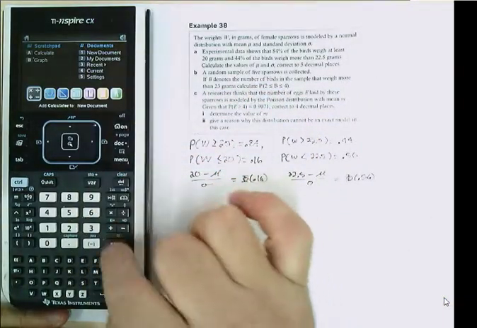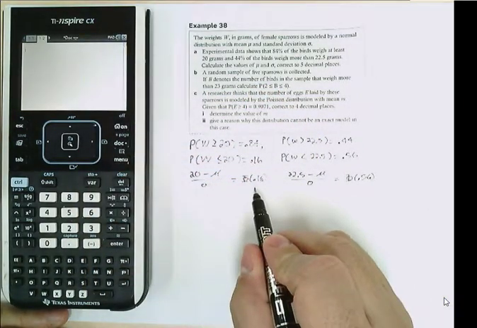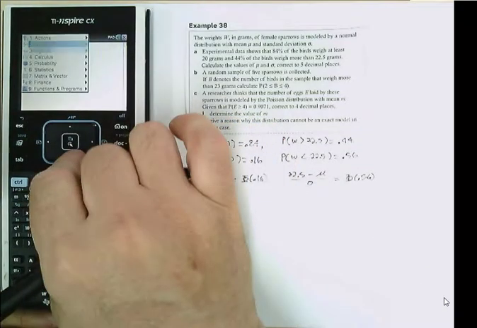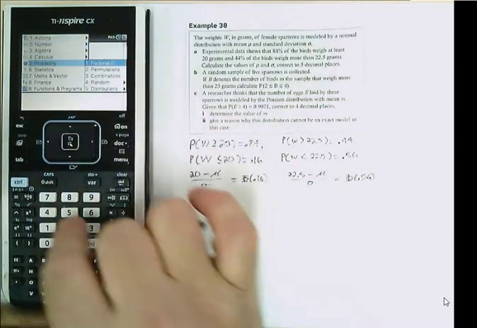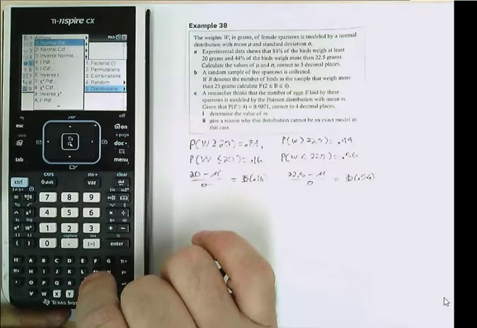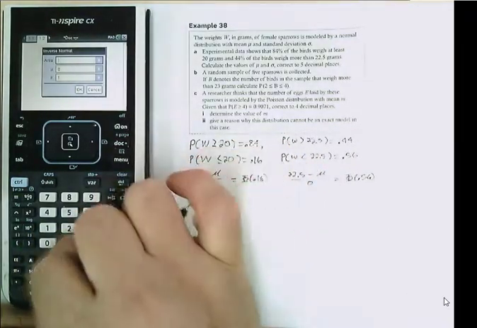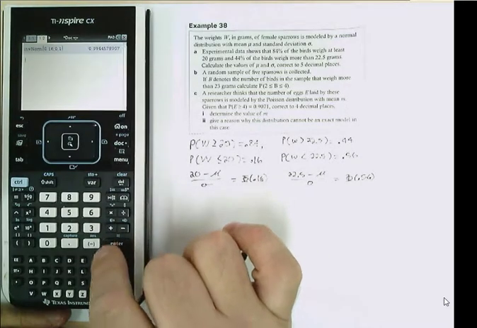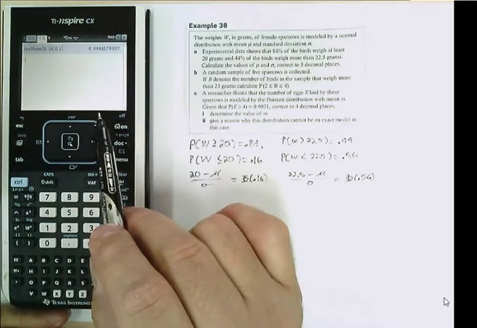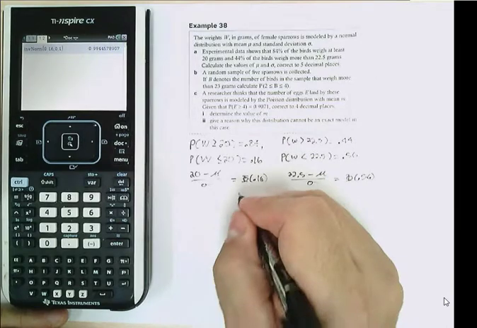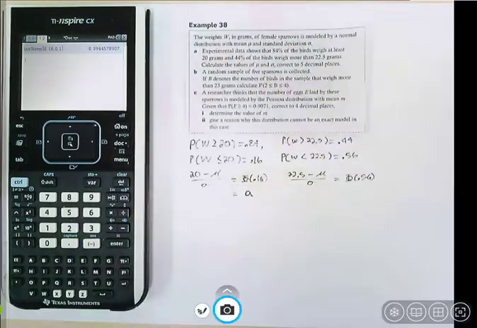So I'll go to the calculator, and I'm going to find out what this value is, right? So I'm going to go menu, probability, distribution, inverse normal, and I have 0.16 right here, and it comes out to negative 0.99455. So what I'm going to do is I'm going to assign this.